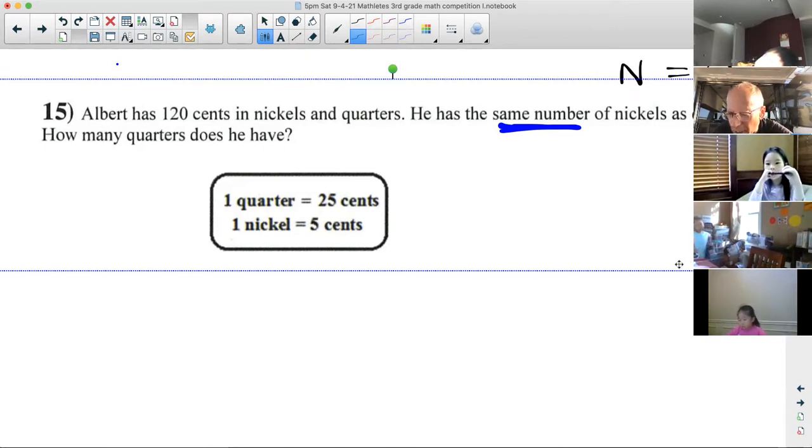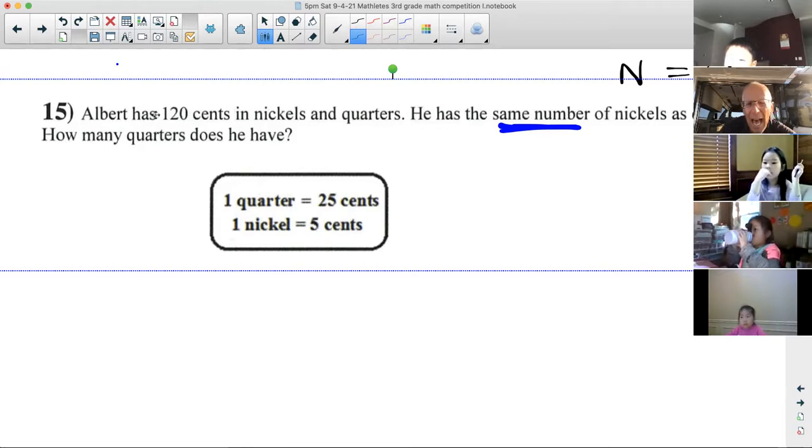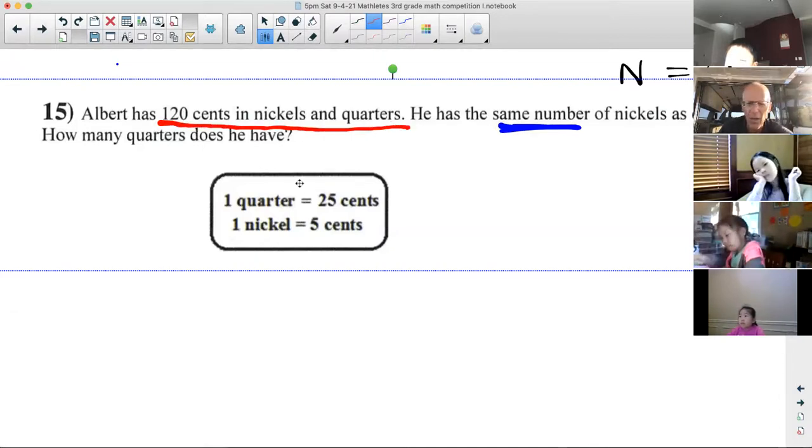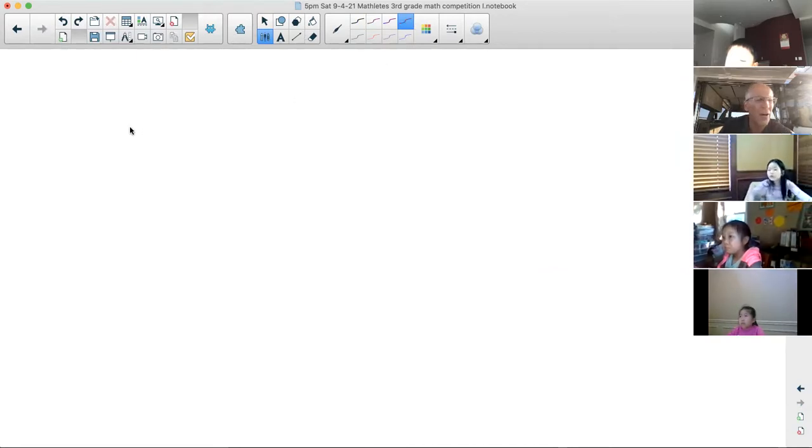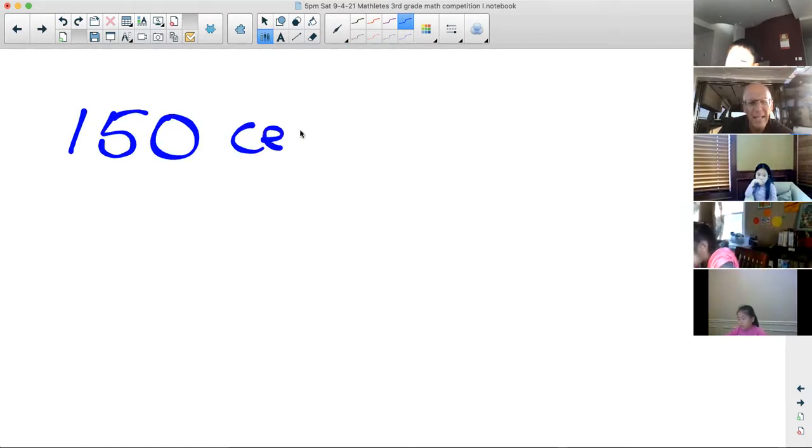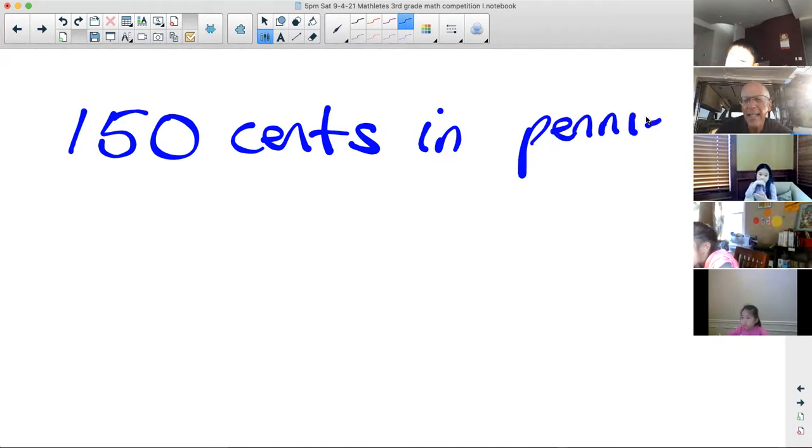Algebraic representation of nickels and quarters, which are the same. Now, who could think of an algebraic representation for 120 cents in nickels and quarters? Before we do that, I'm going to write this out, okay? I'm going to write out 150 cents in pennies and dimes.